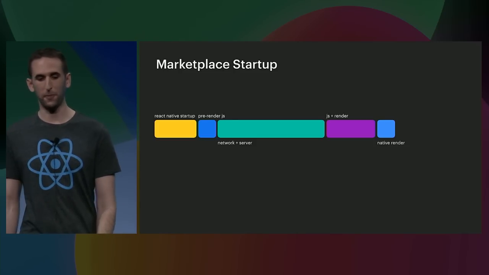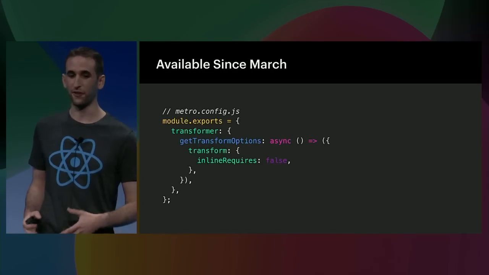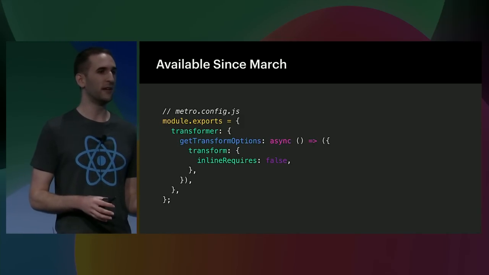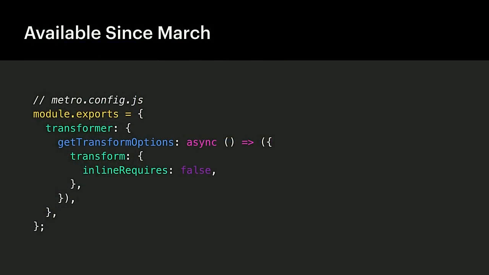This optimization shipped to open source in March, and it's off by default for now, but we want to get feedback from all of you on how it's improved the performance of your app so that we can turn it on by default in the future. If you want to turn it on, change inline requires to true in your Metro config.